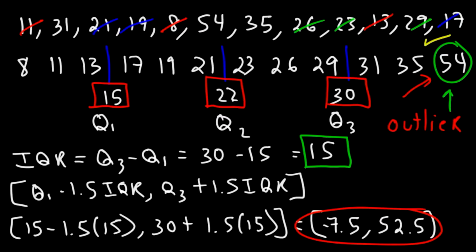And so now you know how to determine if a data point represents an outlier in the data set. And you also know how to calculate the interquartile range. So that's it for this video. Thanks for watching.